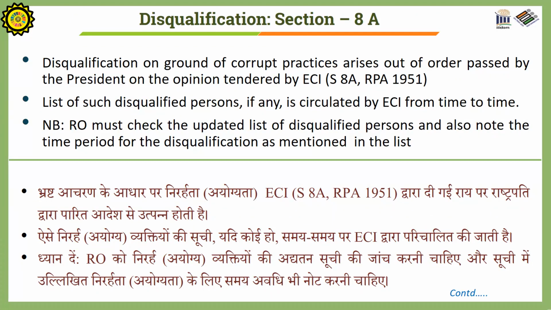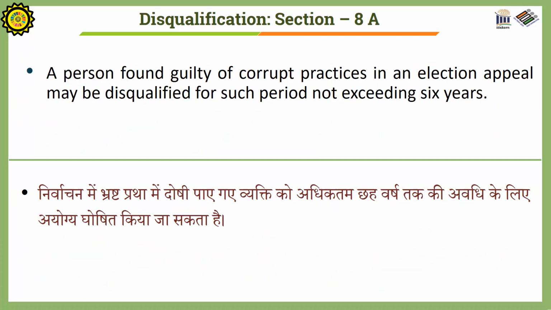Section 8A. Disqualification on ground of corrupt practices arises out of an order passed by the President on the opinion tendered by ECI. A list of such disqualified persons, if any, is circulated by ECI from time to time. To be noted, the RO must check the updated list of disqualified persons and also note the time period for the disqualification as mentioned in the list. A person found guilty of corrupt practices in an election appeal may be disqualified for such period not exceeding 6 years.